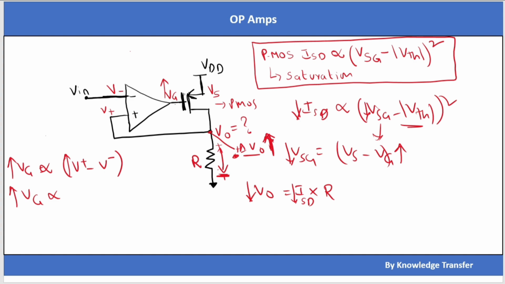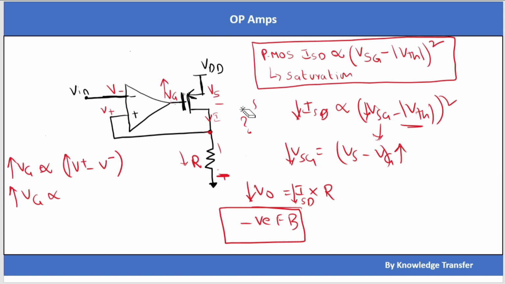The disturbance was increased on the positive side, but by sensing this disturbance, this system made Vg increase and so ISD reduced. Because ISD got reduced, V naught got reduced, opposing this disturbance, so this system is in negative feedback. Okay, so this is negative feedback, and if I consider this negative feedback, let's find what the voltage is.